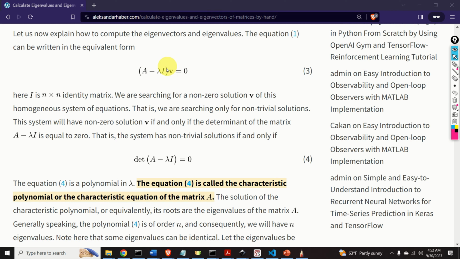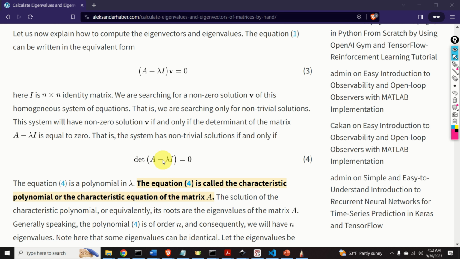The process of computing the eigenvector V is equivalent to the process of searching for a non-zero solution V of this homogeneous system of equations. That is, we are searching only for non-trivial solutions. This system will have a non-zero solution V if and only if the determinant of the matrix A minus lambda I is equal to 0. That is, the system has non-trivial solutions if and only if this equation is satisfied.